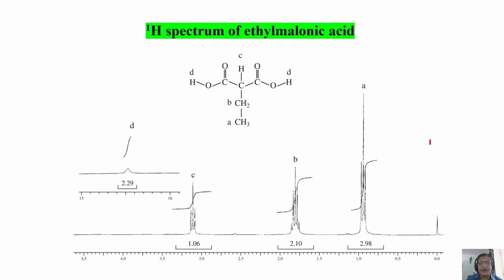Now this is the next example. We'll take a few more examples to make you highly comfortable. This is the 1H spectrum of ethyl malonic acid. Look at this structure. Very beautiful structure. Perfect symmetry is there along this axis.